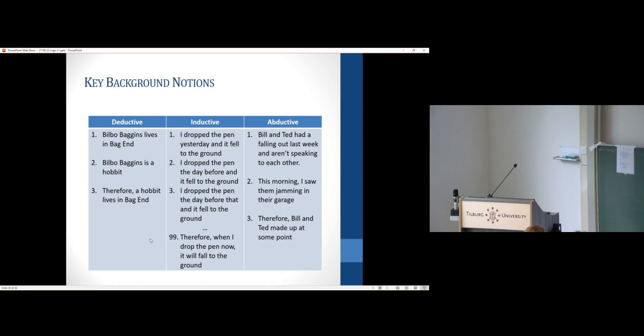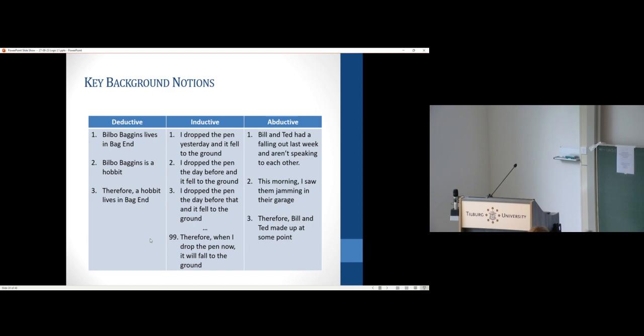Basically, an inductive argument is where you generalize from particular cases, or you build from past cases to make predictions about the future. Like the swamps, that's another example, depending on how you structure it. Basically, you take particular instances, and then you make a prediction about the future or a generalized claim. I dropped this yesterday, the day before, the day before, the day before. If I drop it now, it's going to fall to the ground.